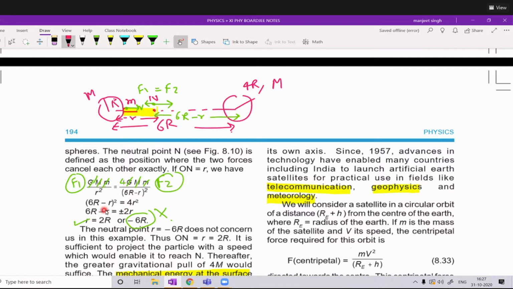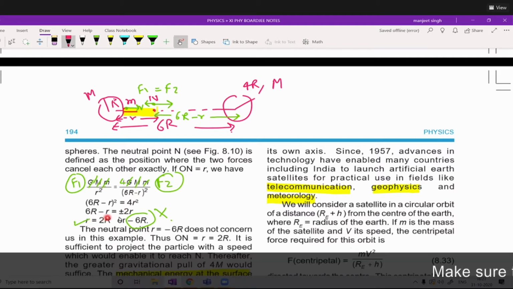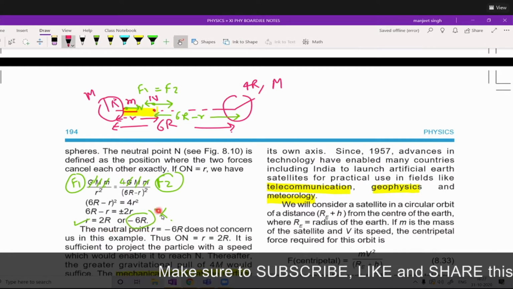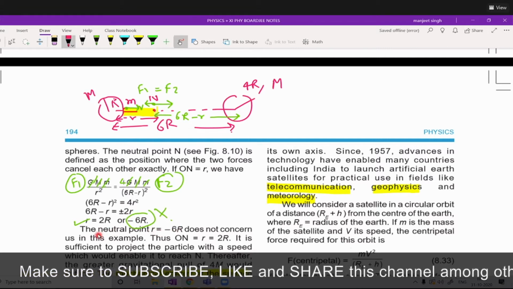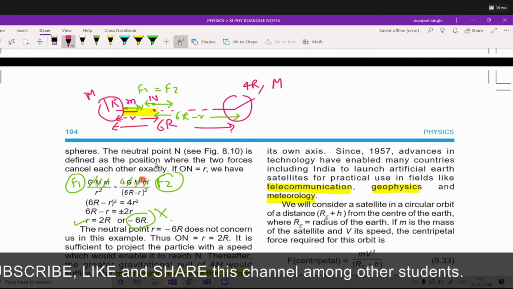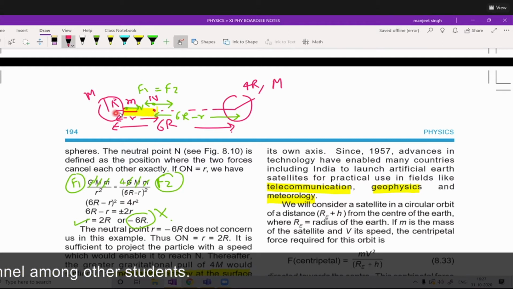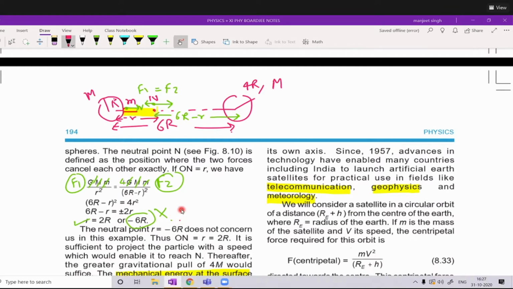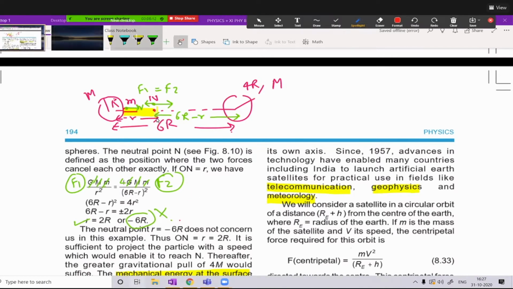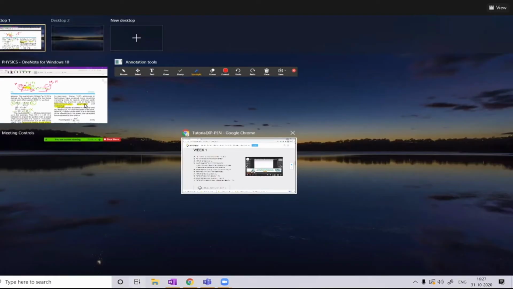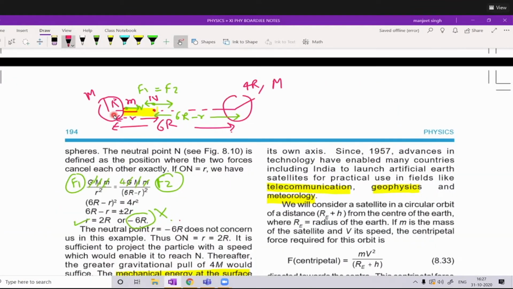By calculation, we get 6r minus r is equal to plus minus 2r, so r is equal to 2r or minus 6r. The value minus 6r will be neglected because it is negative, and small r is equal to 2r. So the neutral point is 2r distance away from the center of the capital M mass sphere. The neutral point we got. Now we have to apply energy conservation between the surface of this sphere and the neutral point.